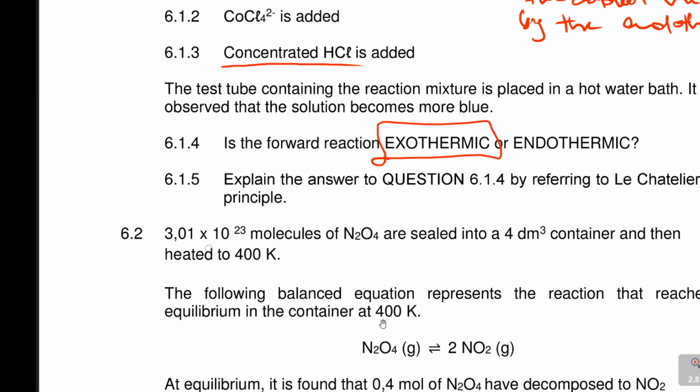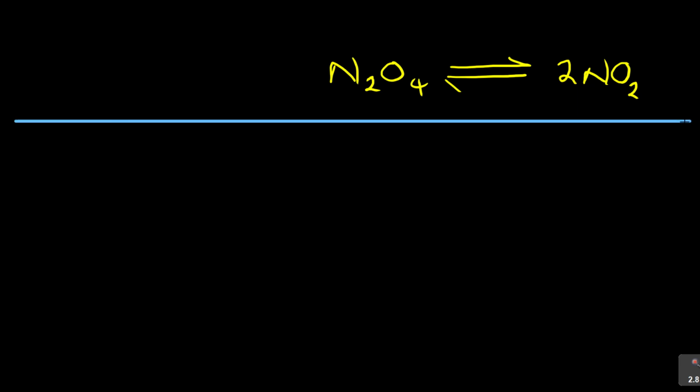Okay, guys, you know what I do with these: come up with a RICE table. So what are they doing here? Let's do this. It's a common one. N2O4 is in equilibrium with 2NO2. That's it. It's a very common reaction, and time and again they bring this.